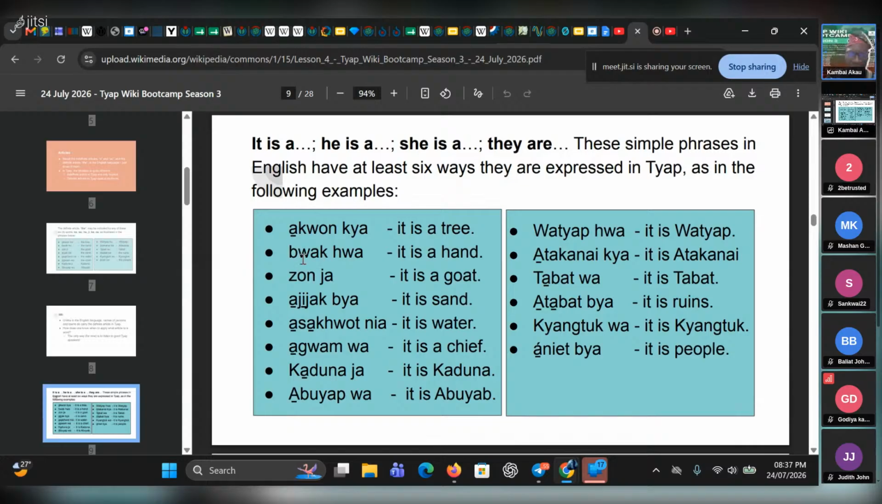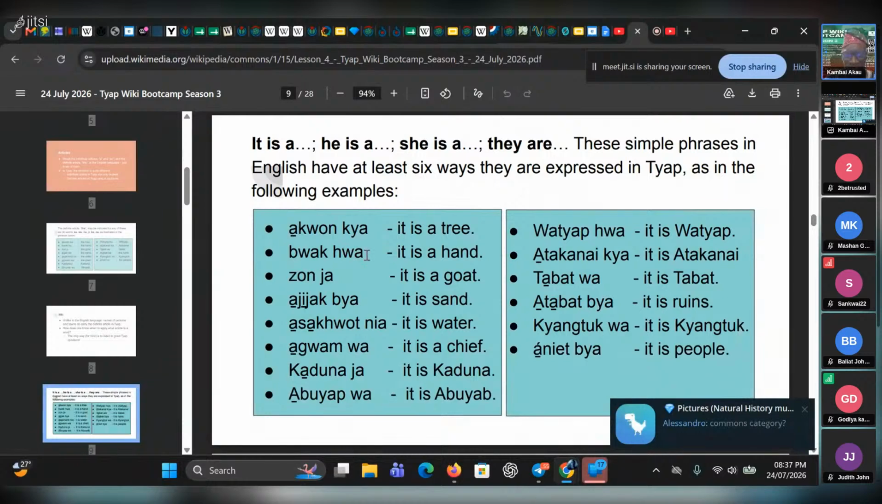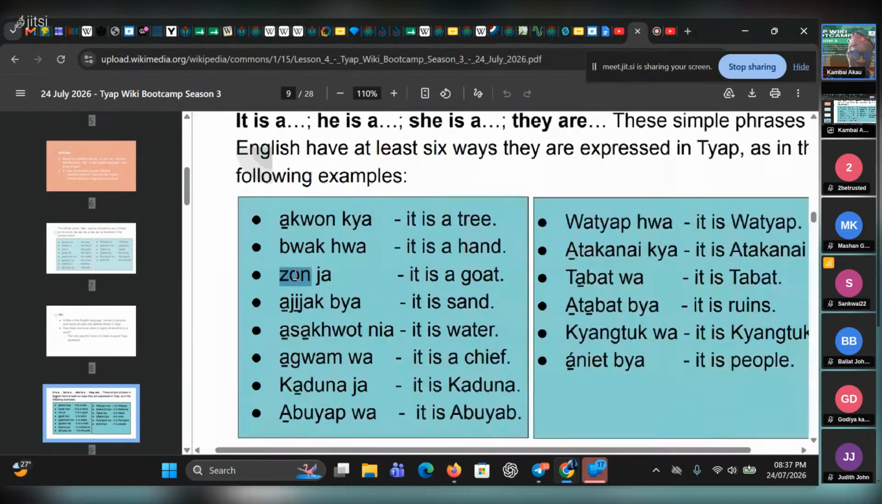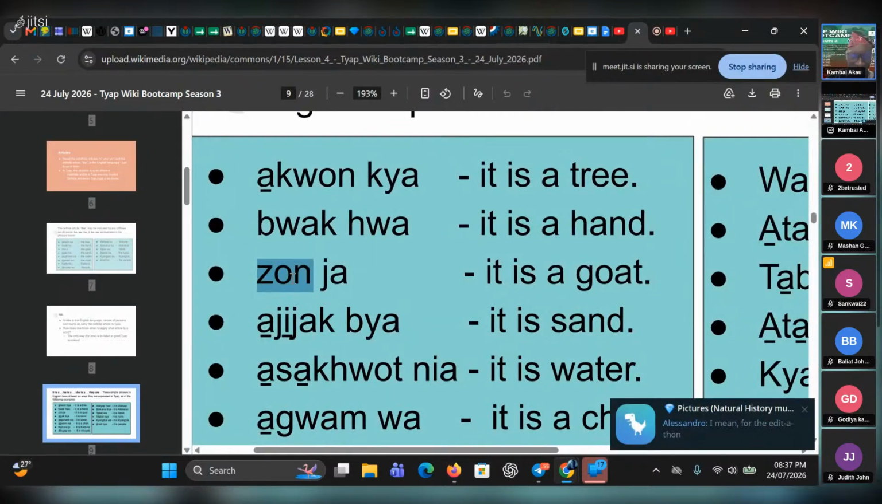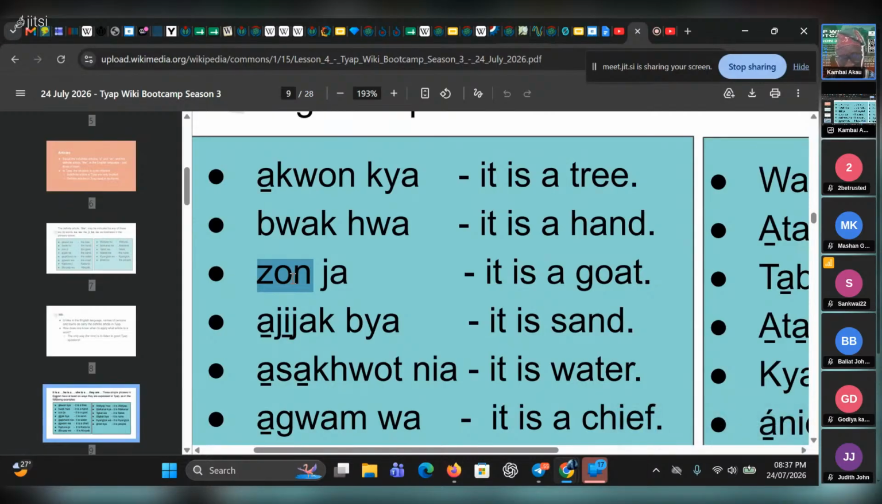What is this? It is a hand. Buak hua. It is who before now, but you replace the U with WA. It becomes Buak hua. Jonji, the goat. What is this? Jonja. Jonji means one goat, the goat. Maybe it is the goat. Jonja, it is a goat rather. Remember, it is a goat, not it is the goat. It is a goat. Jonja.